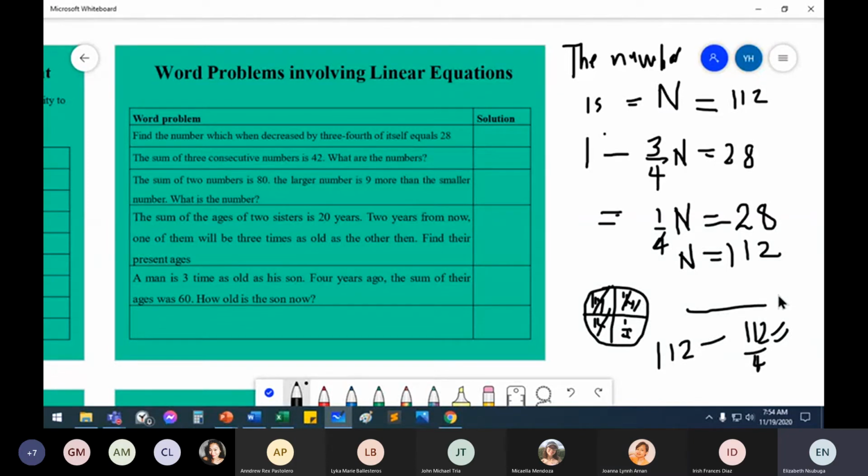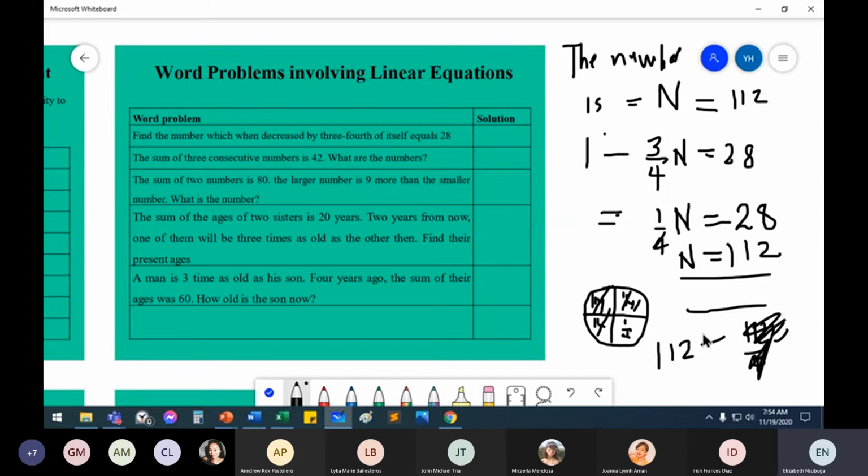Is it correct, ma'am? Yes, 112 divided by 4 is equal to 28. But it's 28, so there is something wrong. 3/4 of itself equals 28, so it should be 84. No, so it's wrong. It cannot be. 3/4, ah, yeah, sorry. I am the one who made a mistake here.